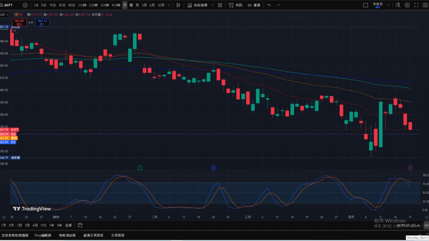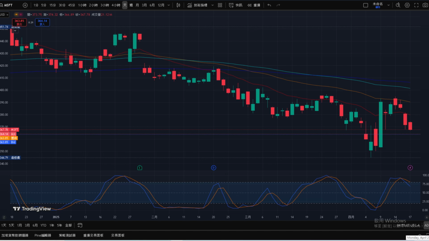Notice the Stochastic RSI at the bottom. It's turning downward after a recent crossover at overbought levels. That usually signals weakness ahead, meaning we could see more red candles in the short term. If Microsoft can't close above the $375 zone soon, we might revisit the $350 to $340 range.